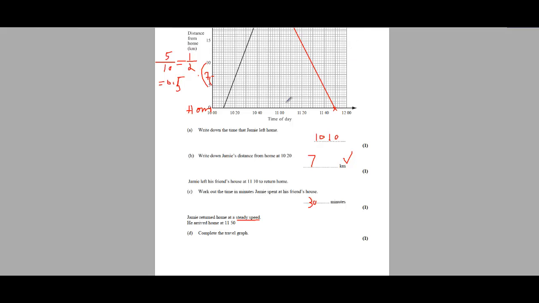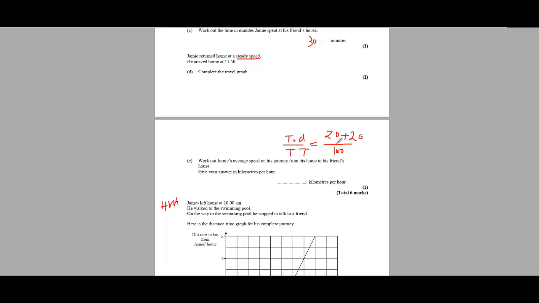He started at 10:10 and reached 10:50. So from 10:10 to 11 o'clock, 50 minutes up till here and 50 minutes up till here, 100 minutes. So the total time is 100 minutes. So it is 20 plus 20, 40 over 100.